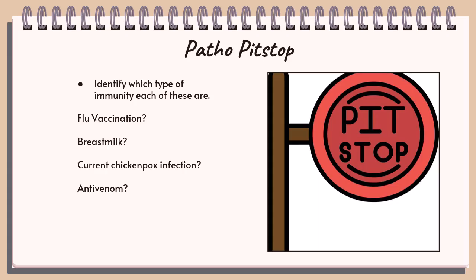All right, real quick, identify which type of immunity each of these are. So a flu vaccine, is that active or passive? Active, okay. Breast milk, passive. Current chickenpox infection, active. And antivenom, that's passive. Good job.